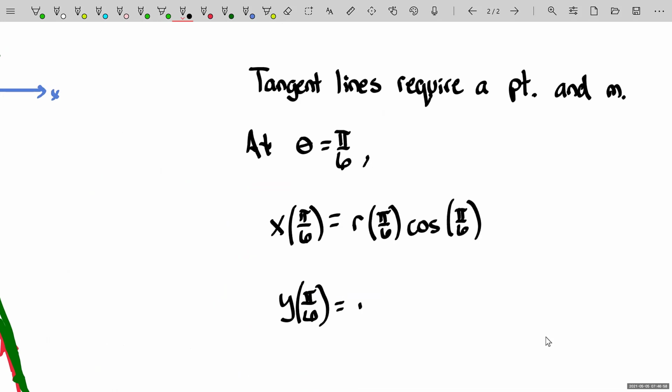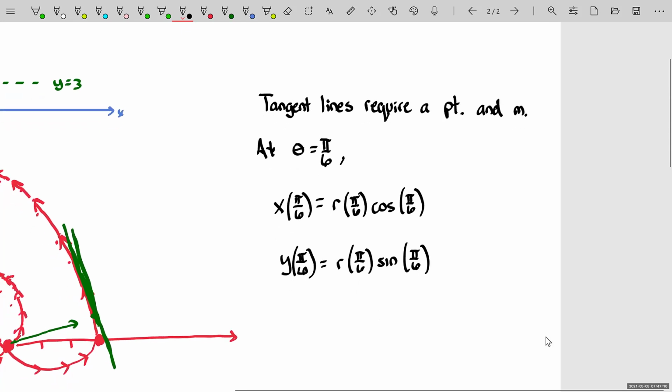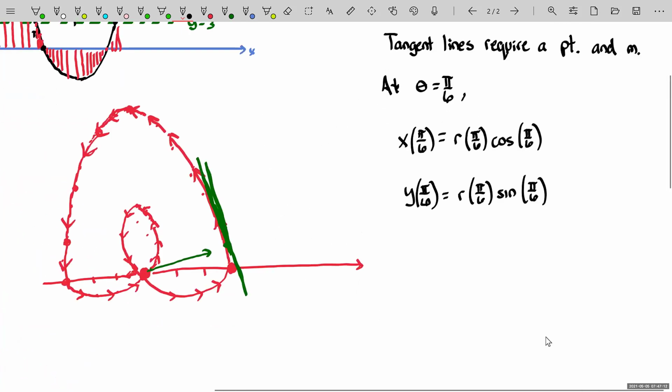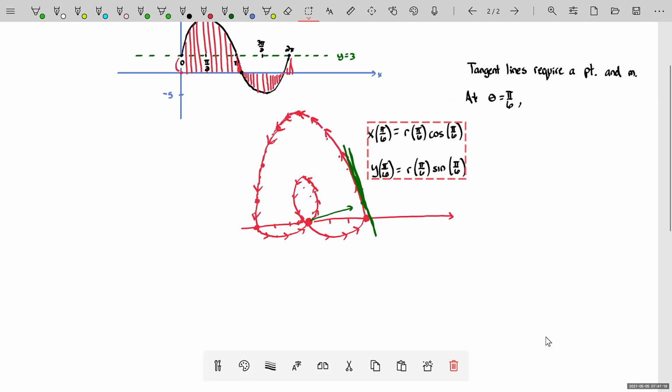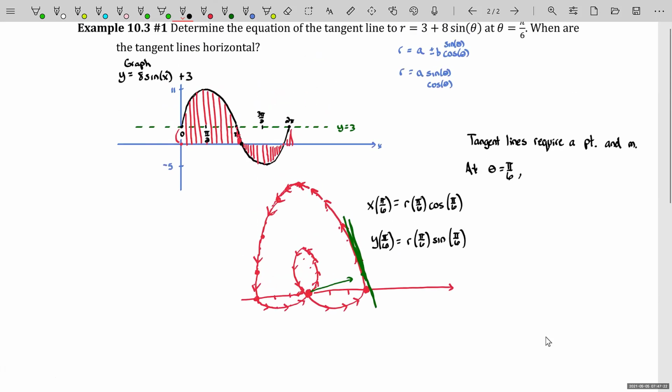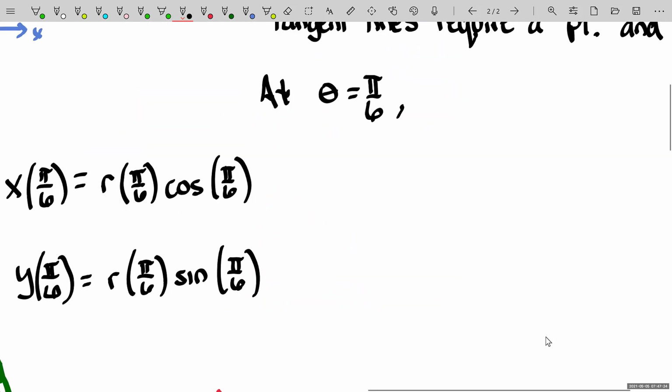y is r of theta sine of theta. Luckily, these are both special angles, so we are able to calculate cosine of pi over 6 and sine of pi over 6 very easily. I didn't really leave myself room, so I'm going to scoot that over a little bit. Actually, I'll just go ahead and take care of the cosines and sines there.